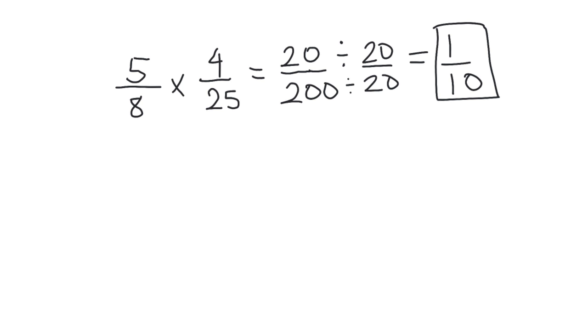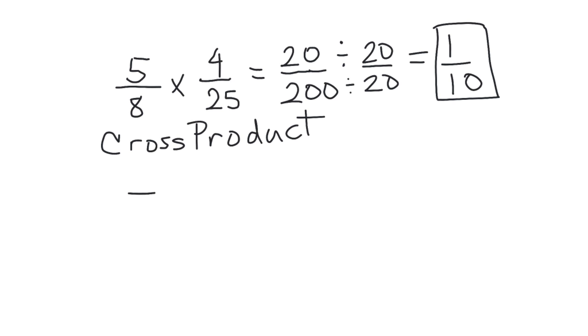Top number times top number, bottom number times bottom number. However, there is another way to arrive at 1/10. So the process that we just used was a way to multiply first and then simplify second. There is another way that we call the cross product. Now it's different from cross multiply. But the cross product is a way to simplify first and multiply second.